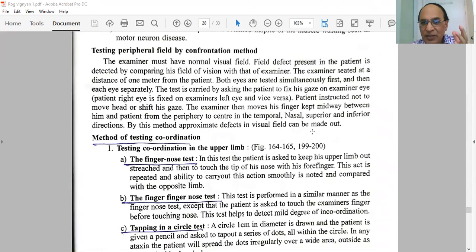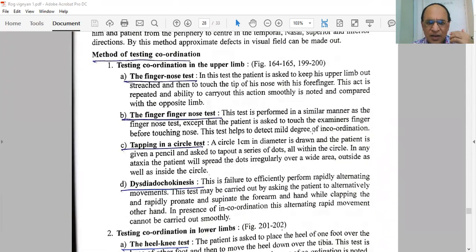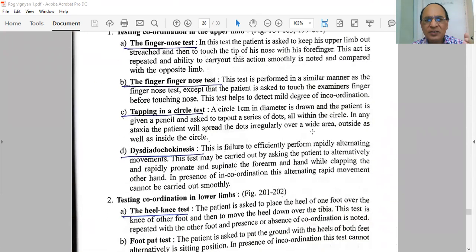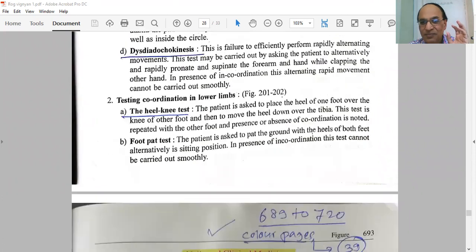Okay. So in Pariksha Vigyan in nervous system, he has given the tests of coordination like finger nose test, tapping in a circle test, diadochokinesia. All these things are very nice. Heel knee chest, heel knee test. So these are given.